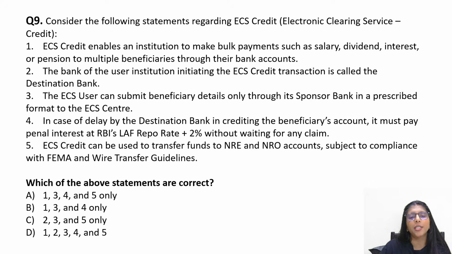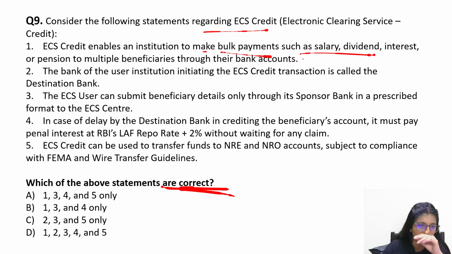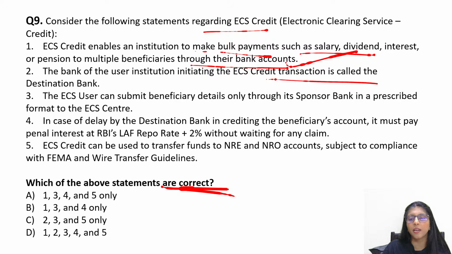Consider the following statements regarding ECS credit, that is electronic clearing service credit. Which are correct? ECS credit enables institutions to make bulk payments such as salary, dividend, interest, or pension to multiple beneficiaries through their bank accounts. Correct. The bank of the user institution initiating the ECS credit transaction is called the destination bank. It is basically known as the sponsor bank, not the destination bank.